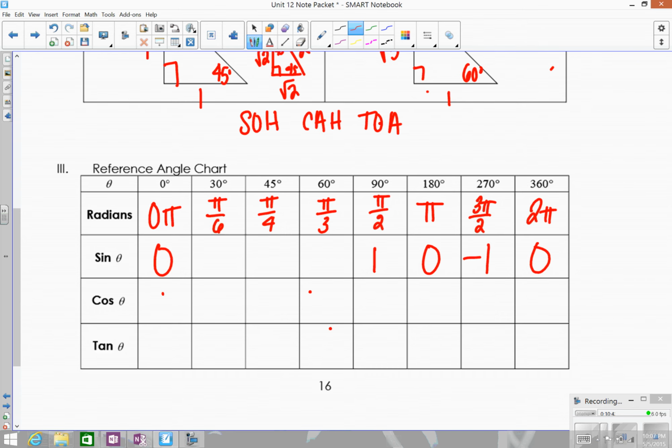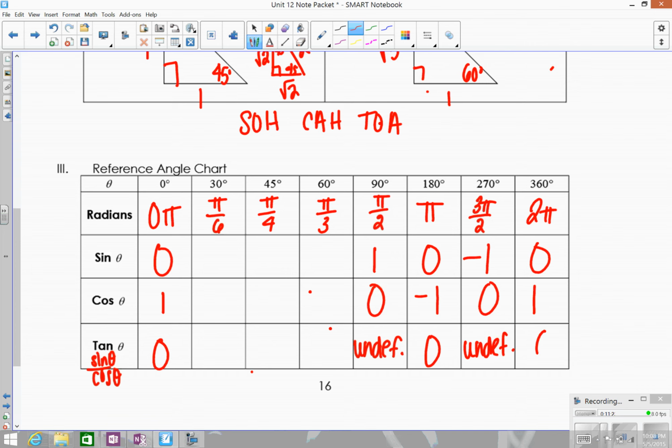So we have 1, 0, -1, 0, and 1. So I look at the x values for each of these degrees. And then for tangent, remember tangent is just equal to sine of theta divided by cosine of theta. So 0 divided by 1, so really just divide these. 0 divided by 1 is 0. 1 divided by 0 is undefined. 0 divided by -1 is 0. -1 divided by 0 is undefined. 0 divided by 1 is 0.